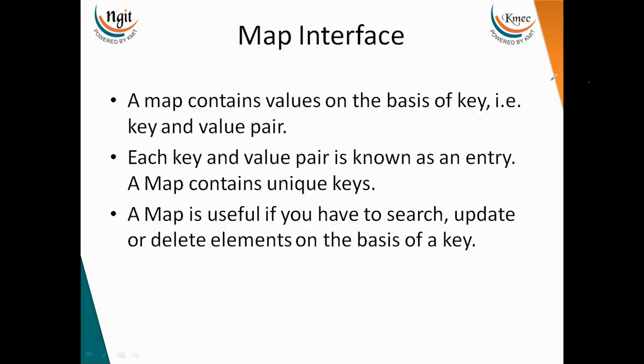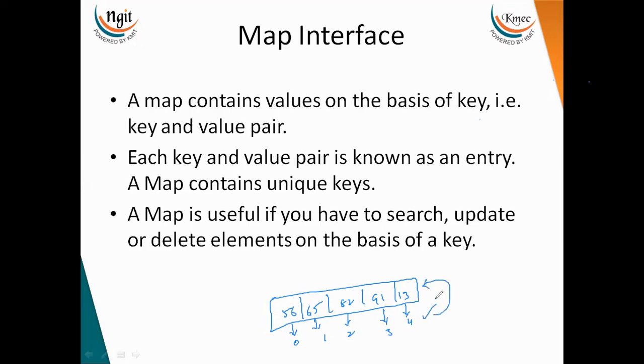So in the list and set, we have a list of values like this: 56, 65, 82, 91, and 13. This is how we have the list of values. To access these values, we have the indexes 0, 1, 2, 3, 4, and so on, right? So by using these indexes, you access the value of that list or that particular set.